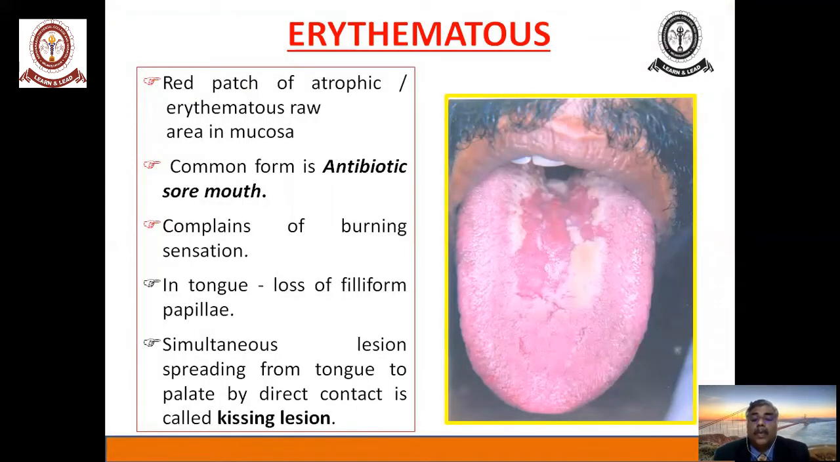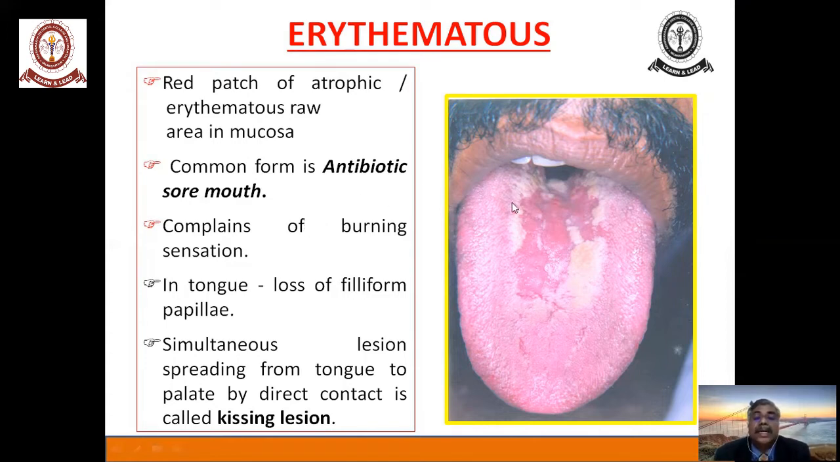The next type I am going to discuss is erythematous type, formerly known as atrophic type of candidiasis, popularly known as antibiotic sore mouth. Why is it called antibiotic sore mouth? Because it often occurs in patients who are taking broad spectrum antibiotics for a long time. When a patient takes broad spectrum antibiotics for a long time, it suppresses the bacterial colony in the oral cavity, thereby giving more abundance of food for the fungus to grow easily and produce an infection.